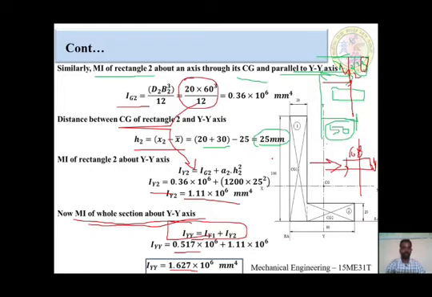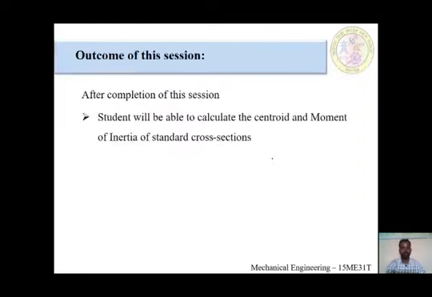After doing this, we will know some MCQ questions. And before that, we have to do the outcome of this session. The outcome of this session is the students are able to calculate the center of gravity or centroid and moment of inertia of standard cross section.